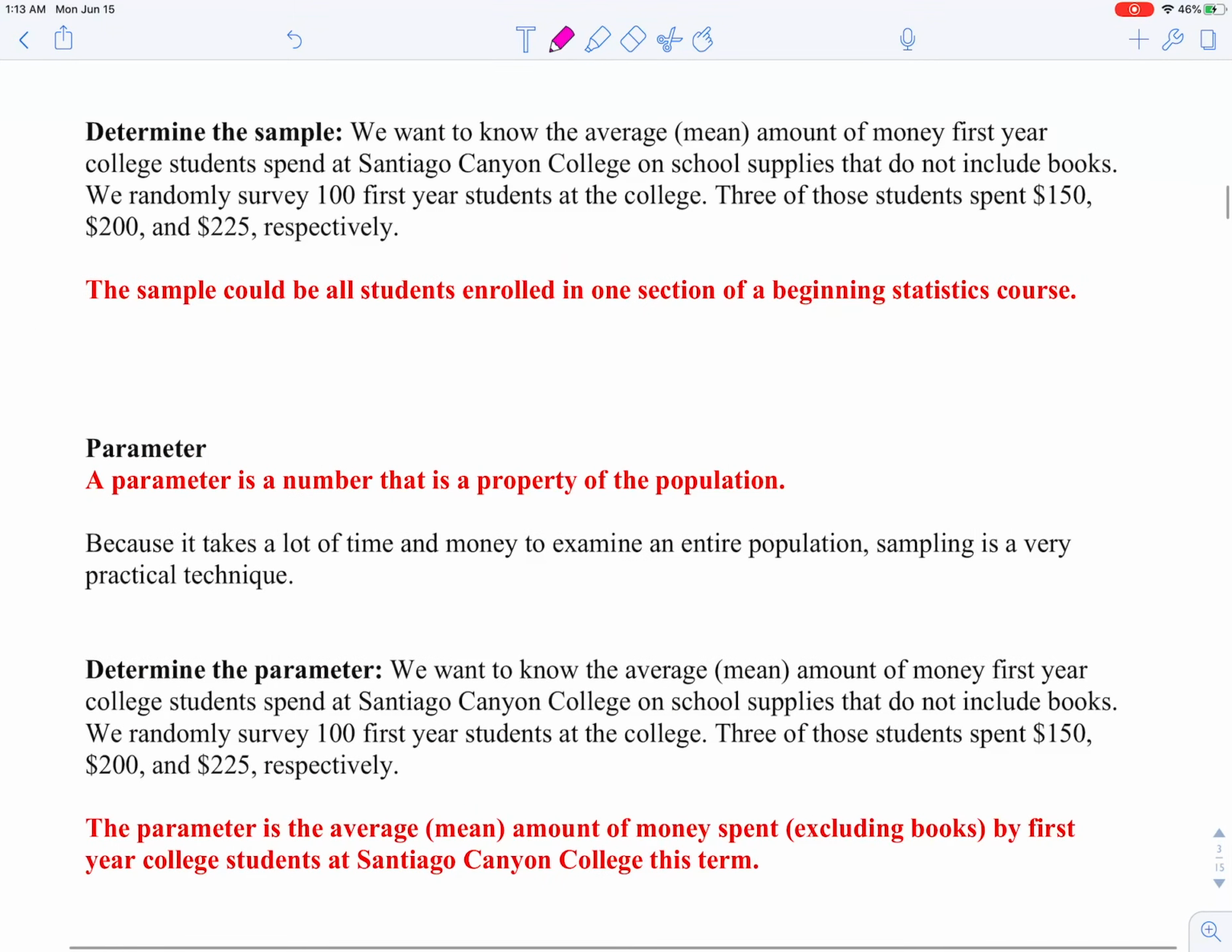All right, so here's another example here. Determine the sample. So we want to know the average mean amount of money first-year students, again, spend at SCC. So those were the 3 students. They spent $150, $200, and $225 respectively. So the sample could be all students enrolled in one section of a beginning statistics course. Right? We could go to a specific class, sample a few people, and hopefully draw some conclusions about the population from that sample.